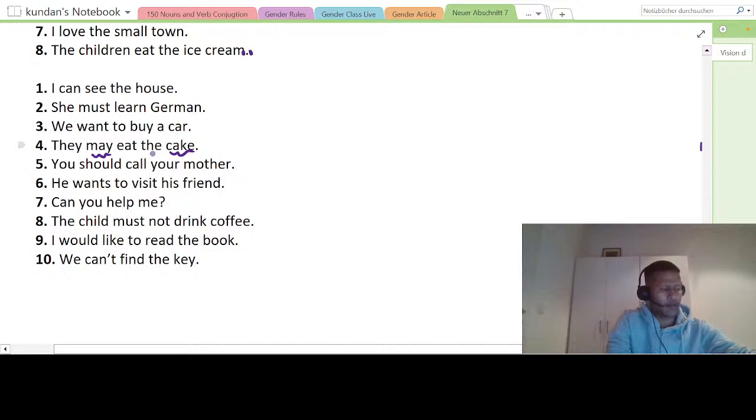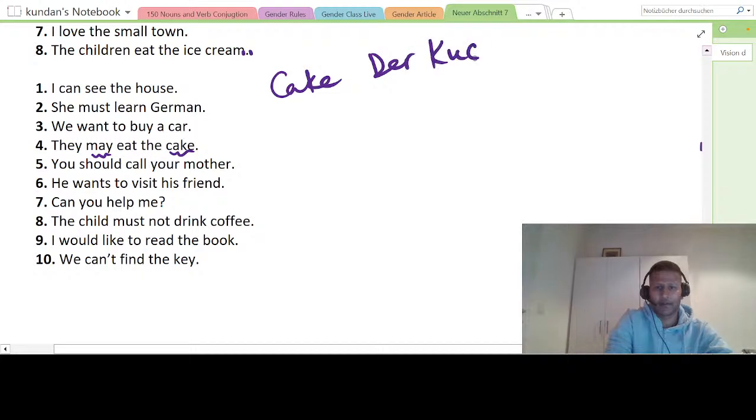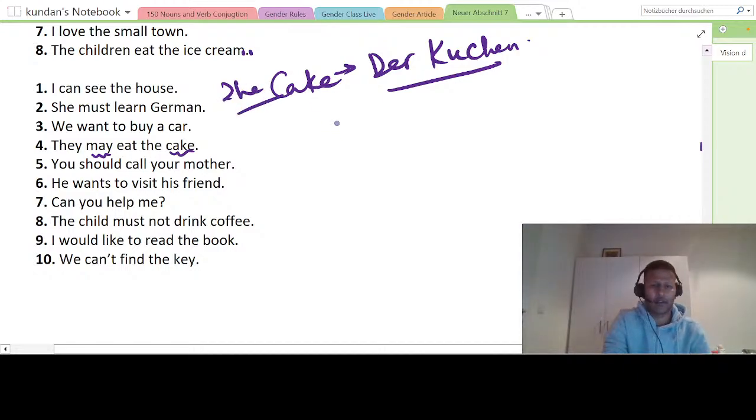Cake is, I have told, der Kuchen. The cake is der Kuchen. These things you should know, but I'm just helping out with the cake so that you understand the concept. You try from your side, okay? Question number 4. Let me see who is that first person. For question number 4, I just want the answer.